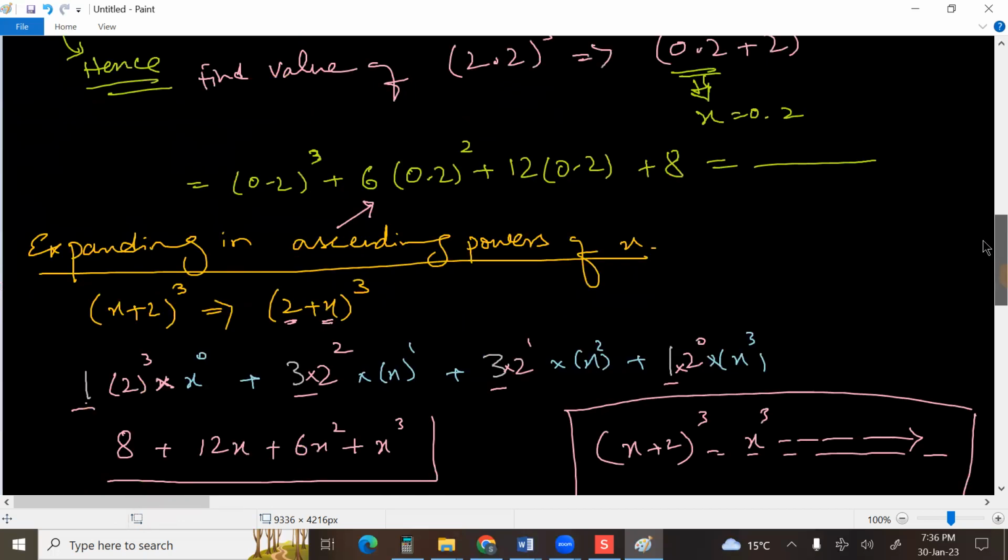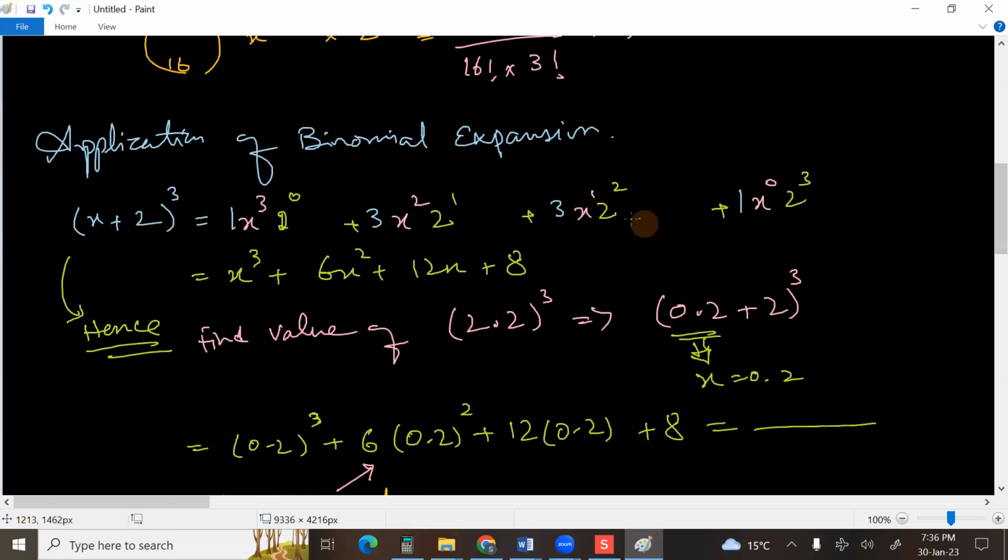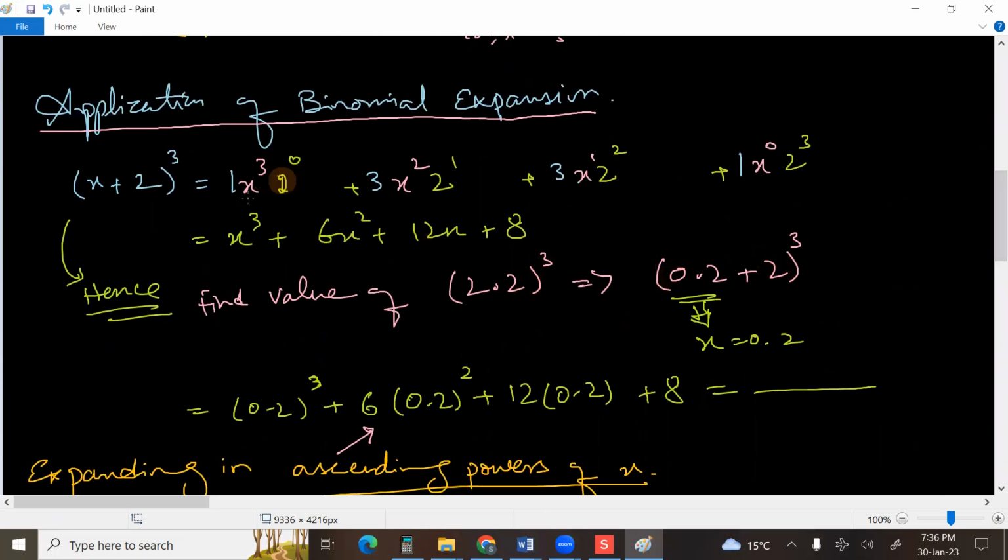Okay, our next bit for the binomial expansion is its application, and we can use it to evaluate certain powers of some numbers. For example, I've used the example of 2.2 to the power 3. And we might probably have to show working for that.